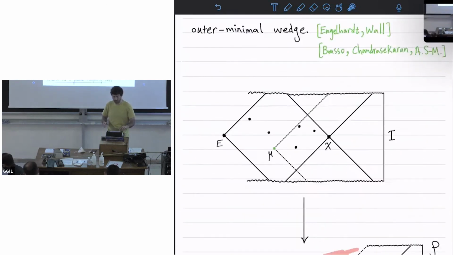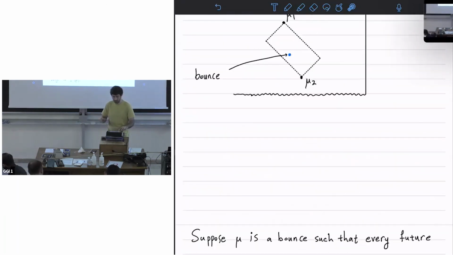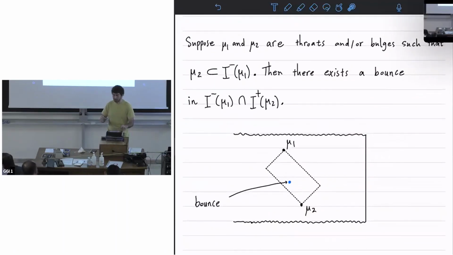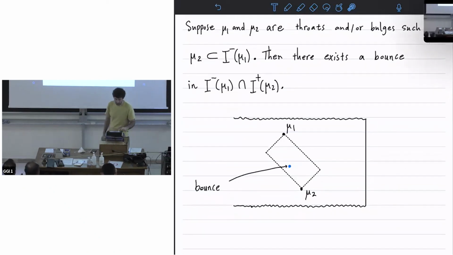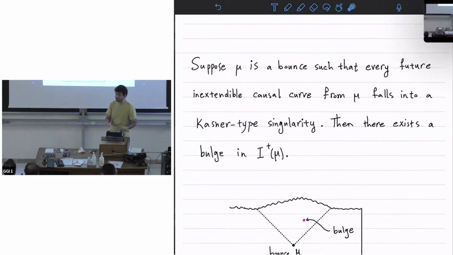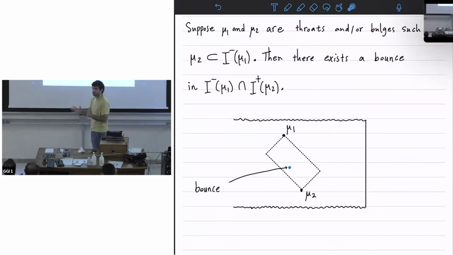The only semi-general statements that I presented were these ones. If you have a general spherically symmetric space-time, not time symmetric, just spherically symmetric, and you have mu1 and mu2 that are throats or bulges that are time-like separated, there will be a bounce in between them. That's a general statement. It doesn't have to do with that specific construction, but it uses spherical symmetry. Okay. If you know you have spherical symmetry, then in the situation that you described, there exists a bounce. Okay. Thanks.